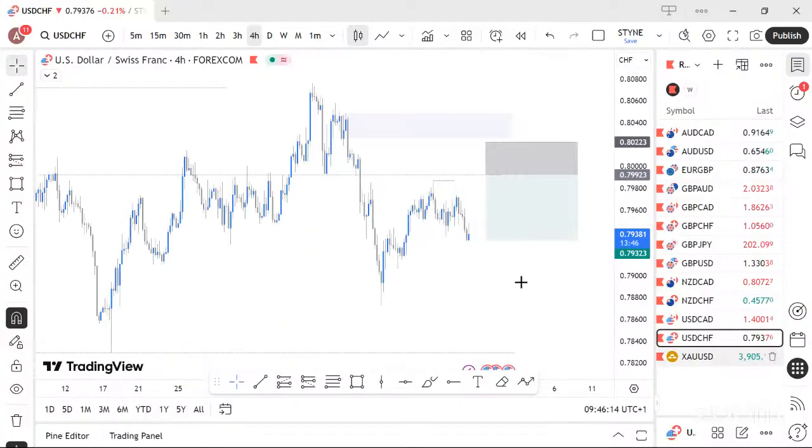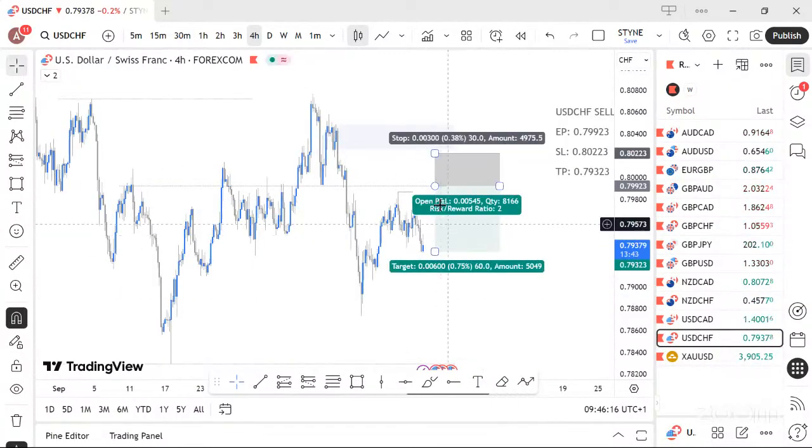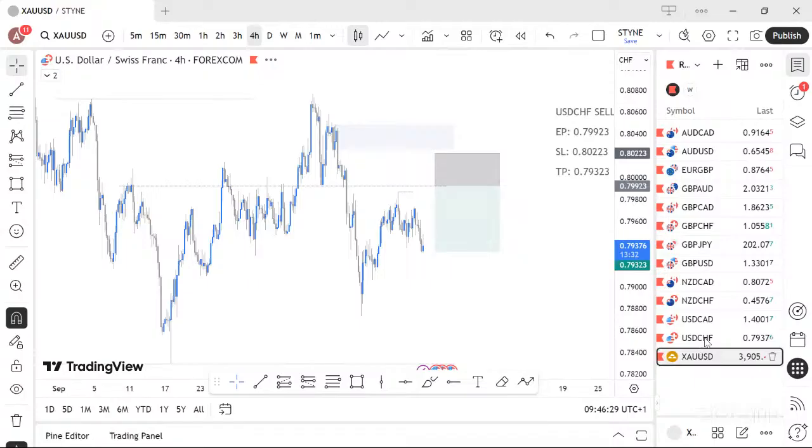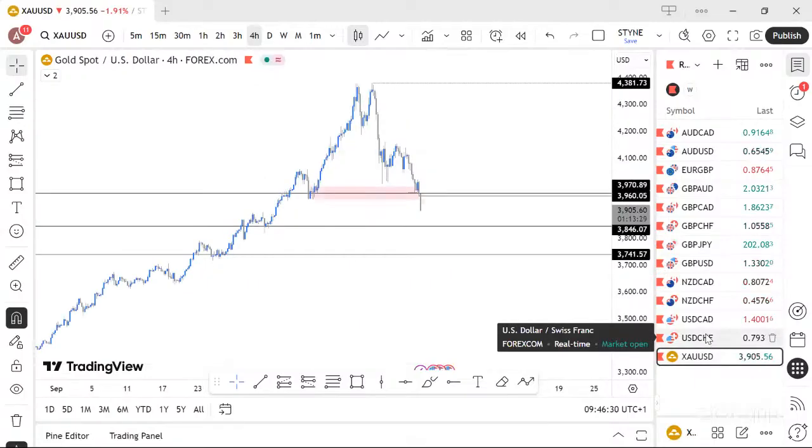So the same thing. Our USD CHF is still valid. It's not invalid yet. It's not a short term something. So just be patient with it while price plays around before coming back. And then, of course, we have touched the gold and we know what we are looking out for.